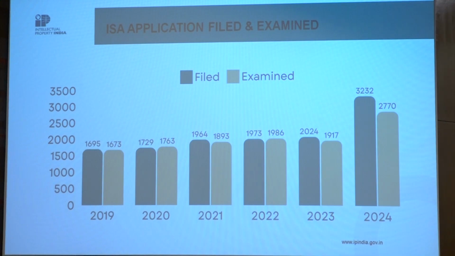This is the filed and examined status in 24: 3232 filed and 2770 examined. Whereas in 2023, 2024 filed and 1917 examined. As of today, we have crossed the earlier target of 2000; now 2770 have been examined.